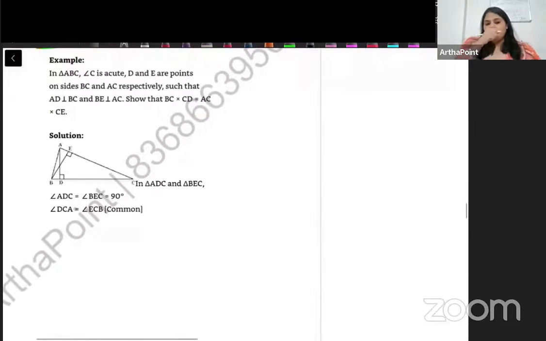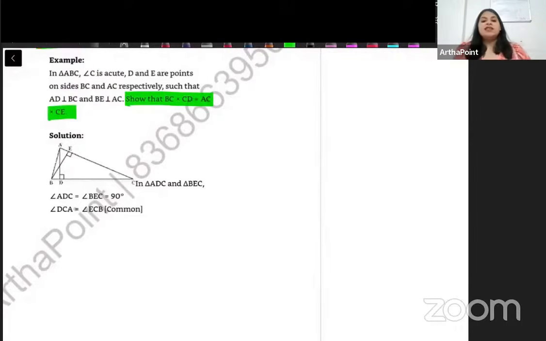In triangle ABC, angle C is acute. D and E are points on side BC and AC respectively, such that AD is perpendicular to BC and BE is perpendicular to AC. Show that... instead of show, you will be given an MCQ, which of the following is true, and one of the statements is that BC into CD is equal to AC into CE. Beta, look at this once.